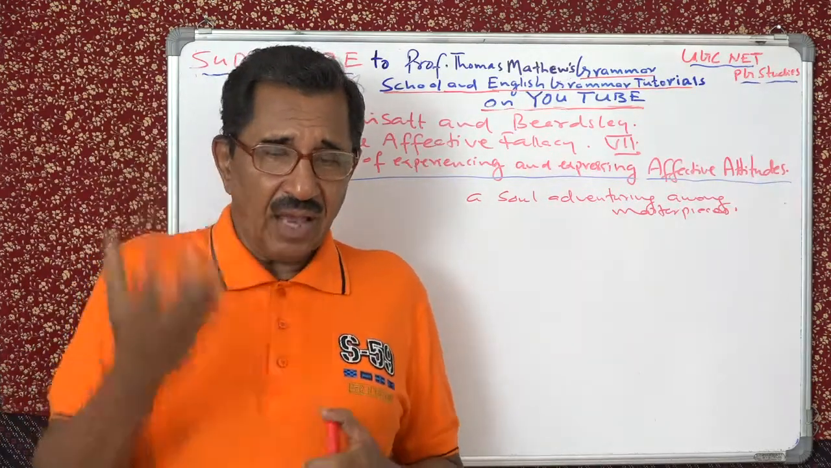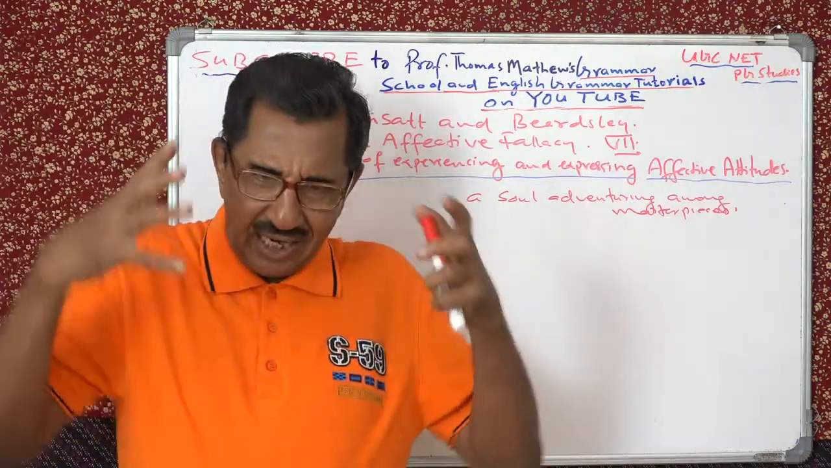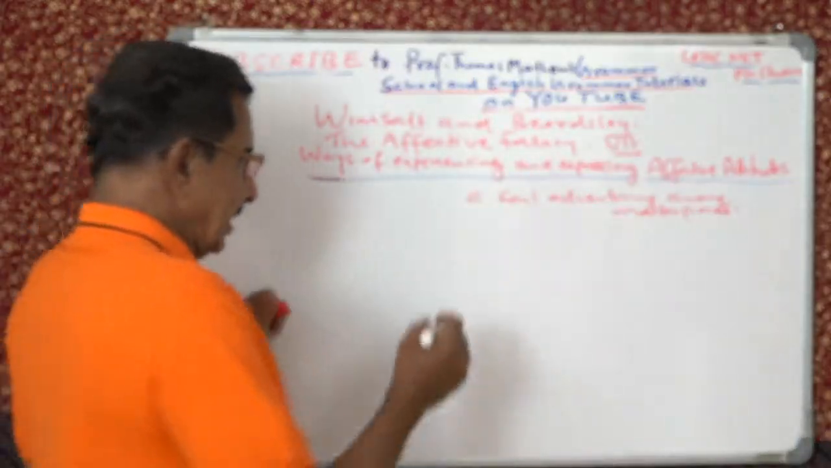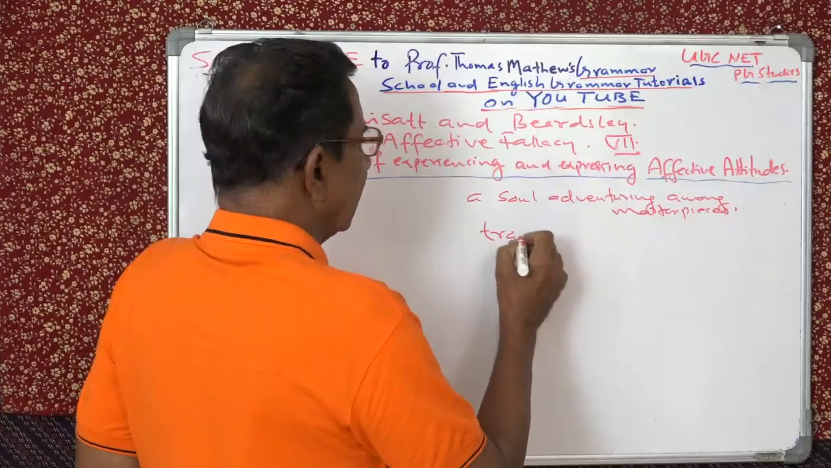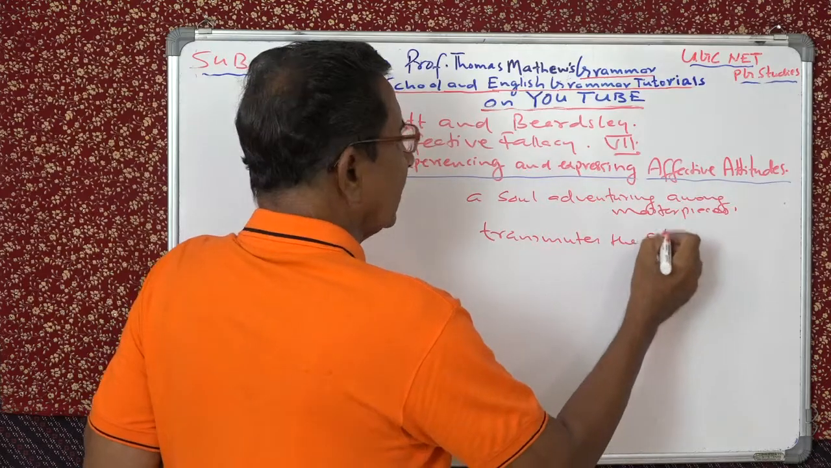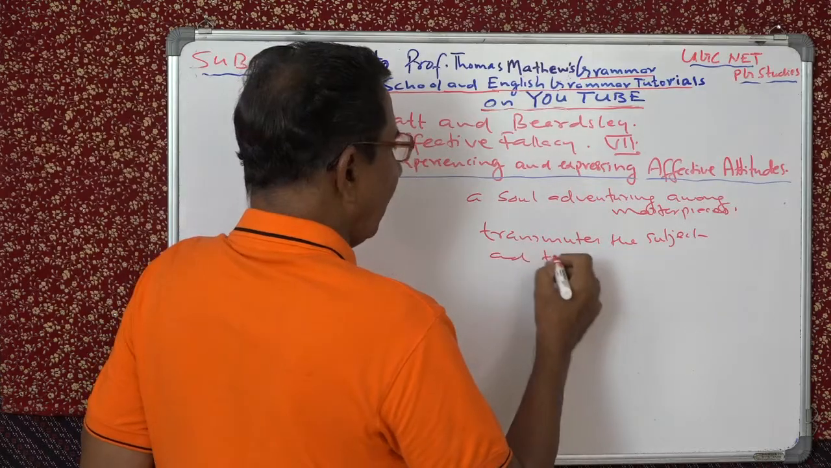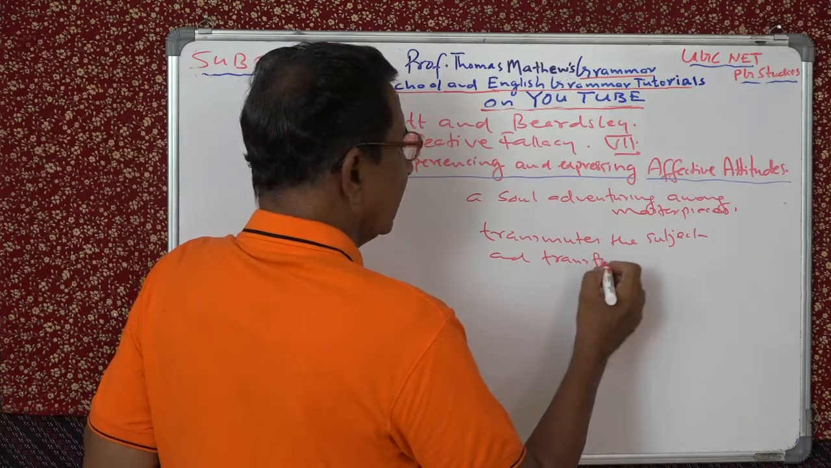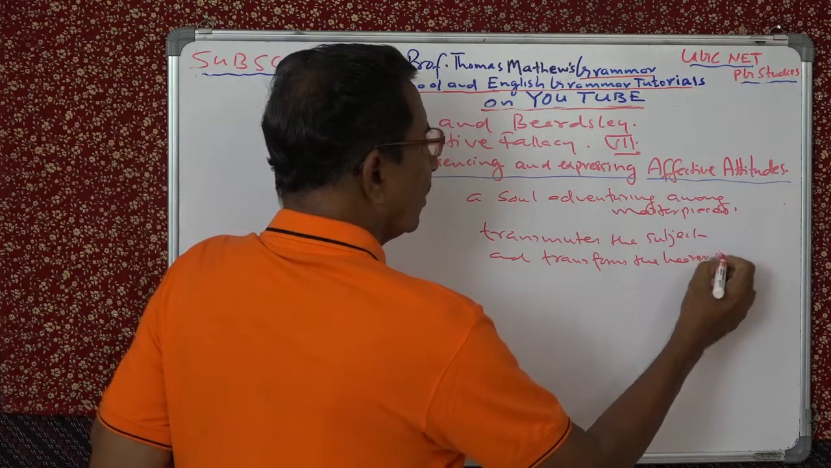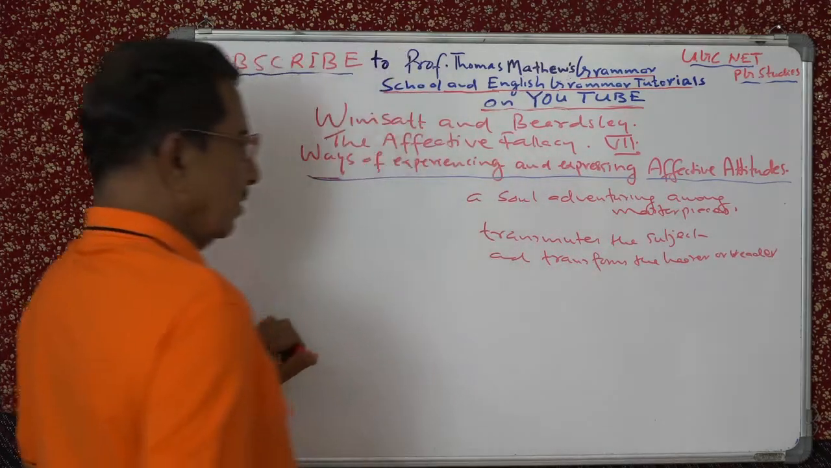And he says, according to George Saintsbury, what is grand style? It transmutes the subject and transforms the hearer. So grand style transmutes the subject. Subject means the person. And transforms the hearer or reader. So this is grand style.